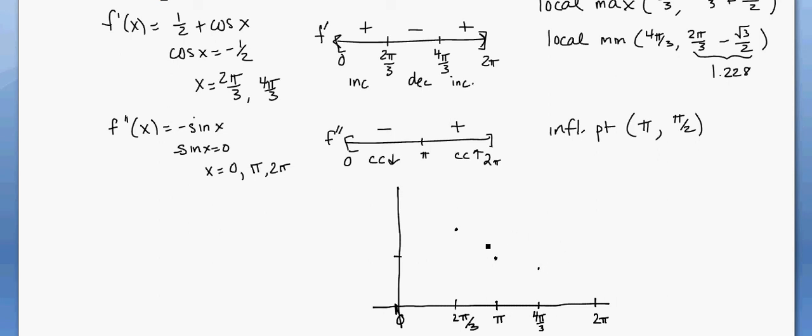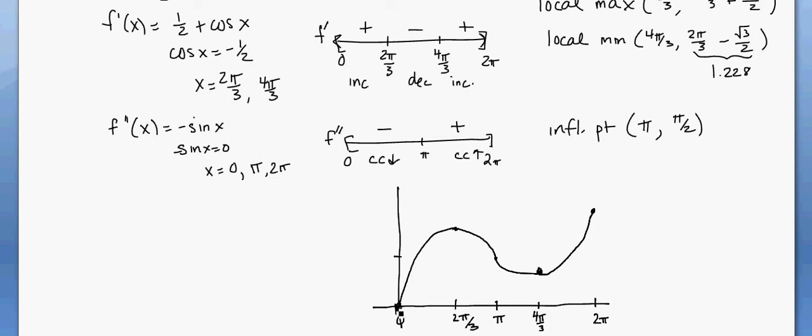Again, estimating that 1.2. Okay, so from 0 to 2 pi over 3, I'm increasing that whole time in a concave down fashion. So increasing concave down, hitting my local max, and then I am decreasing, still concave down. And then I hit my inflection point, so now I switch to concave up, decreasing. Oh, pretend I hit my point there. And then I'm going to switch to increasing, and stay concave up. And now I'm not going to put an arrow at the end because I really am just starting at 0 and ending at 2 pi.